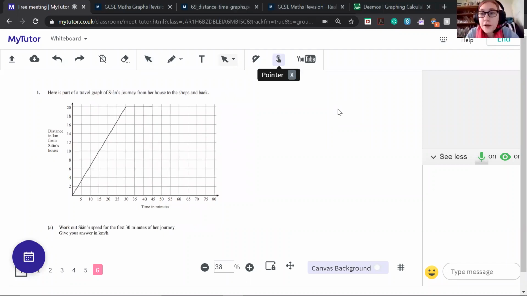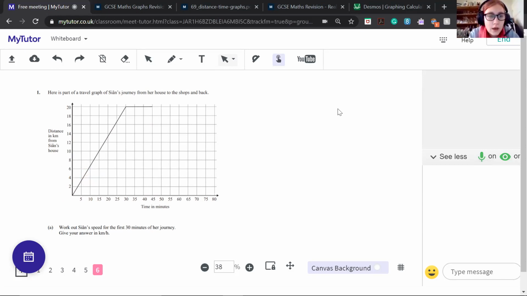So when you're looking at a real life graph, the first thing to ask yourself is, what does everything mean? So we've got the time steadily increasing here, and we can tell the distance from her home at each point in time. So when she starts, she's at home, so she's 0 kilometers from her house. And then 10 minutes into her journey, she's just over 6 kilometers from her house, and so on.